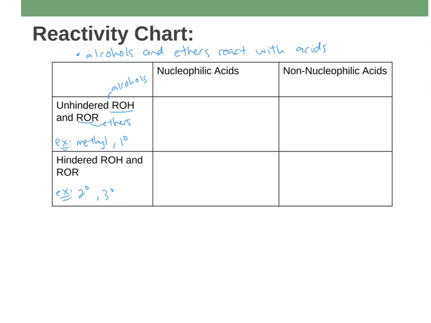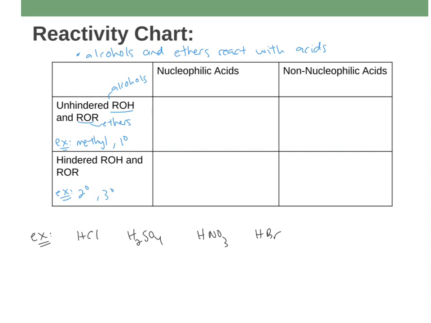And then up top here, I have my nucleophilic acids and my non-nucleophilic acids. I probably haven't really talked about those in quite those terms. So let me give you some examples of acids here. Let's say we have HCl, H2SO4, HNO3, HBr. I'll just do those four.